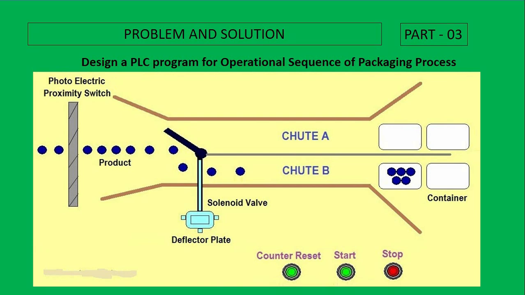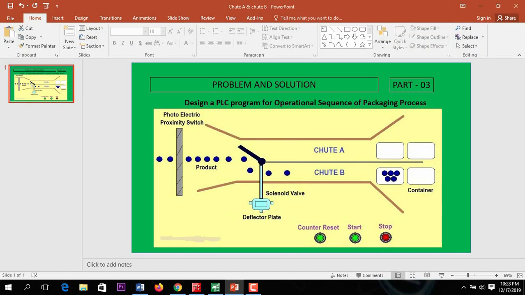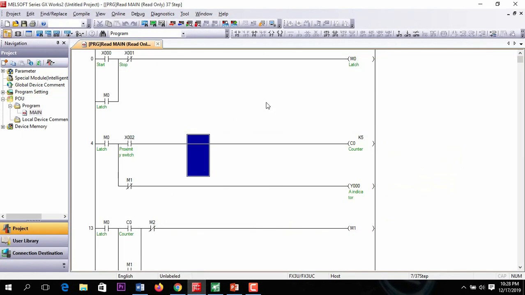Now we are going to the PLC program for details. I have made this program, and now I will discuss everything. In this rung, when we press X0, the memory bit is set. And in this rung, when the memory bit is set, this time the proximity sensor is connected in series to make a count of each product crossing chute A, and indicator A is on.